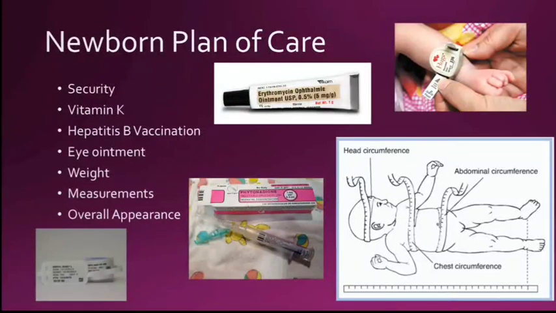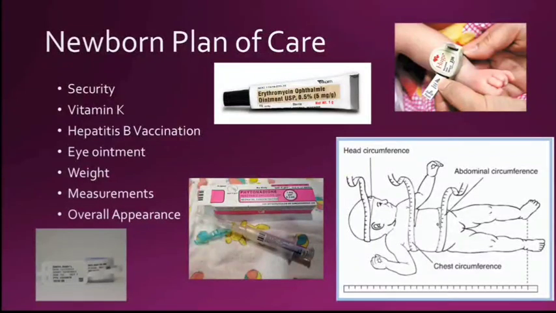Once we've done that, then we're going to go ahead and do weights and measurements. So weight, obviously, to weigh the baby to see how many pounds and ounces, because that's something that the parents want to record and know for their records. Then we're going to do measurements. So all babies are going to get a head circumference, a chest circumference, and a length measurement.